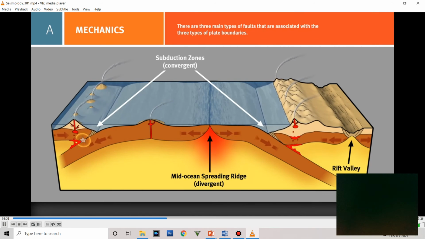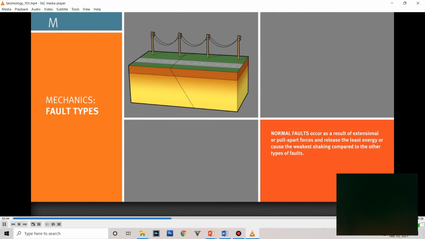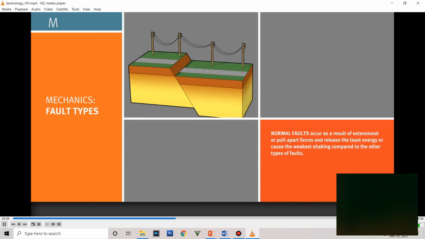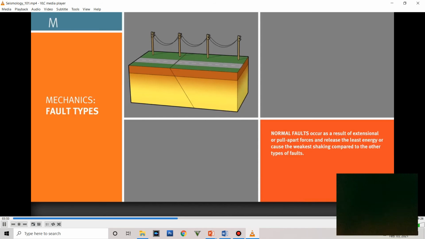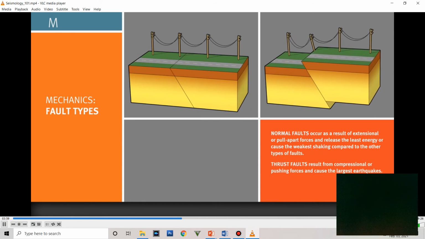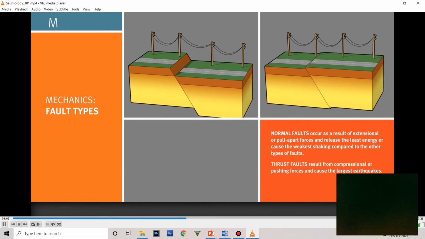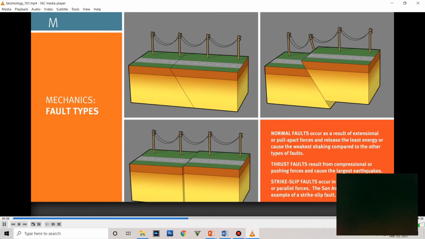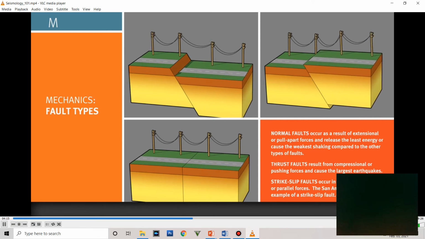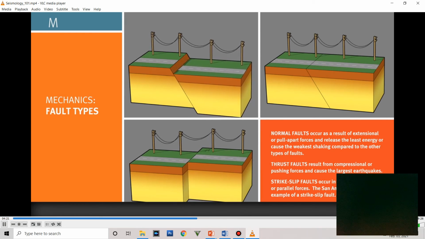There are three main types of faults that are associated with the three types of plate boundaries. Normal faults are generally found in divergent plate boundary zones, where the plates are pulling apart from one another due to extensional forces. They release less energy or cause the weakest shaking of all the fault types. Thrust or reverse faults are generally found in convergent plate boundary zones, where plates collide with one another and experience compressional forces. These faults cause the largest earthquakes. Strike-slip faults are generally found in transform zones, where the tectonic plates slide horizontally past each other, creating parallel shear forces. The San Andreas Fault is an example of a strike-slip fault.